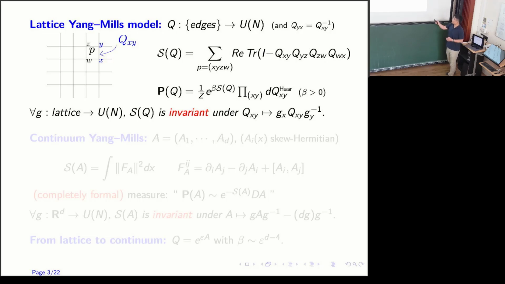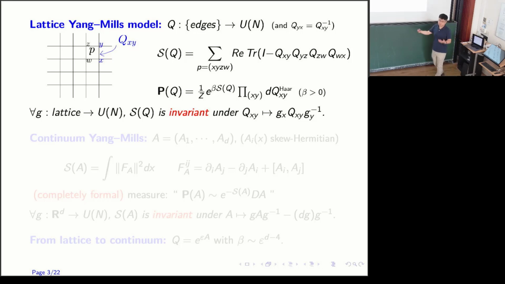Now, there's an energy or action functional for this Q field. What this energy does is it basically measures how flat this field configuration is. By being flat, I just mean if you take any plaquette P, x, y, z, w, then multiply the 4 matrices along the 4 edges. If the product is just the identity, then we say it's flat. So this energy measures how far this product is from the identity. I measure this distance between the identity and the product by the real part of the trace.